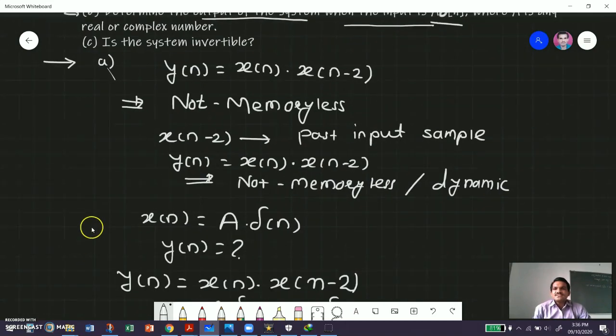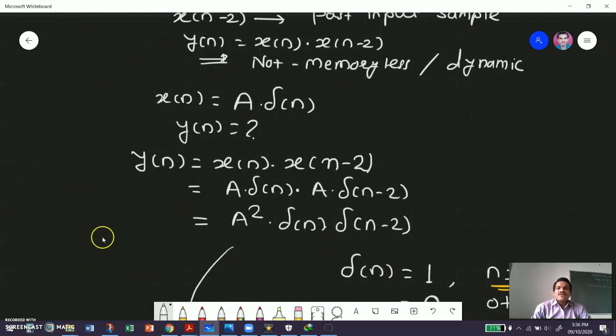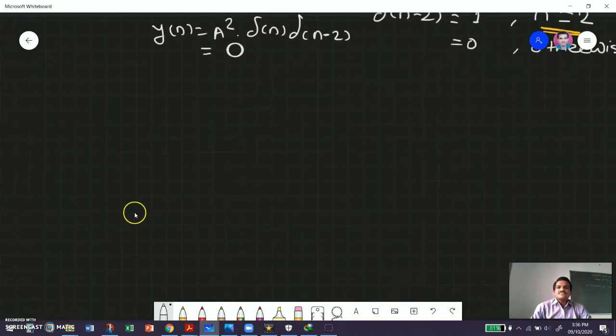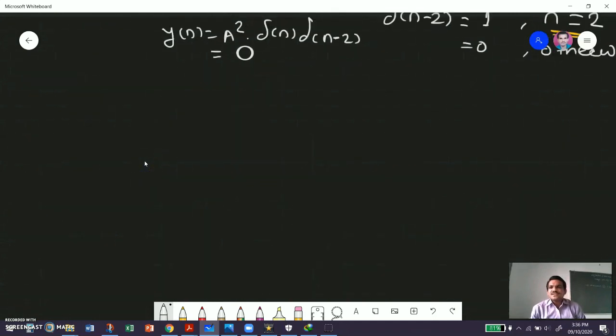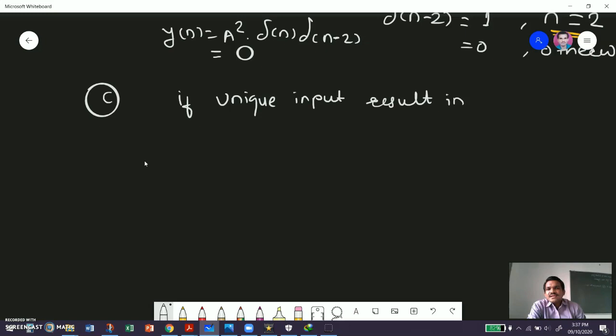Now point c is whether the system is invertible or not. For that purpose, you must understand the definition of invertibility. A system is said to be invertible if a unique input results in a unique output. In other words, any distinct input we provide to the system should produce a distinct output.